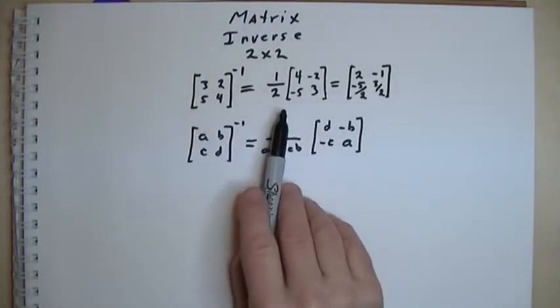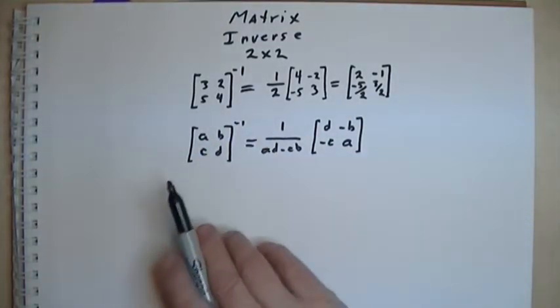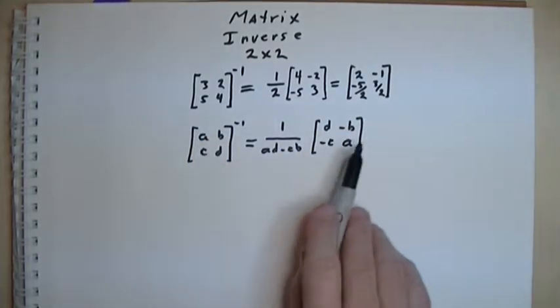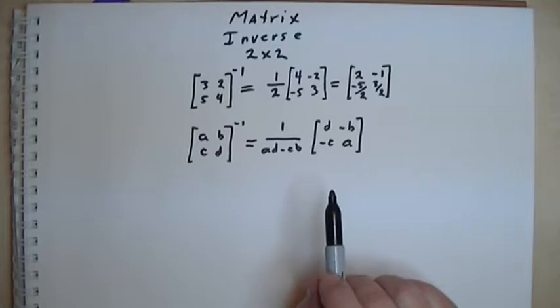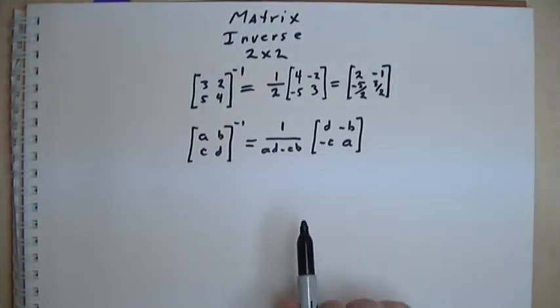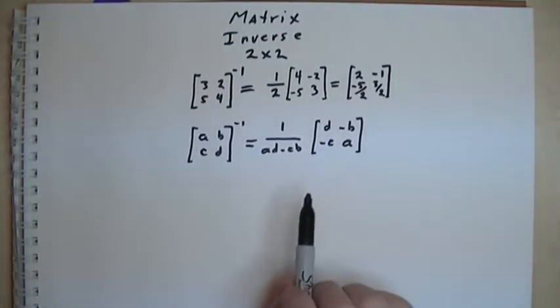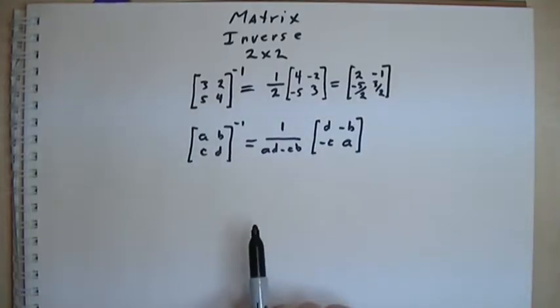If you're taking the inverse of a 3 by 3, this does not work. There's not a quick and easy formula. There's some multi-step processes to get those. I'll probably cover at least one of those, but we probably won't go on to a 4 by 4 because that's just not common in the high school setting. So that's how you calculate the inverse of a 2 by 2 matrix.